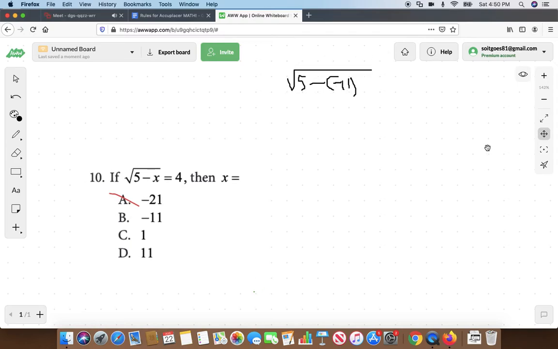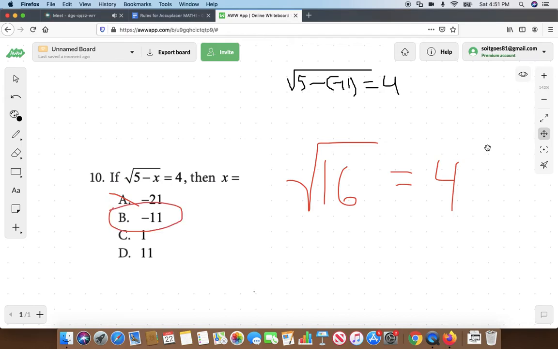Great use of the parentheses there. All right, so we got 5 minus negative 11. What's 5 minus negative 11? 16, absolutely. Because when you subtract a negative, it's the same as adding. So that's the same as 5 plus 11, which is indeed 16. So it's the square root of 16 equals 4. Does that give us a true statement? Yes, absolutely. It's B. I don't think there's any question about that.